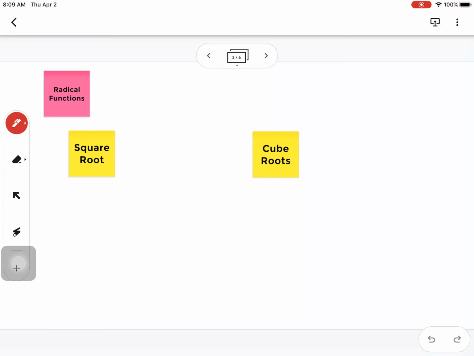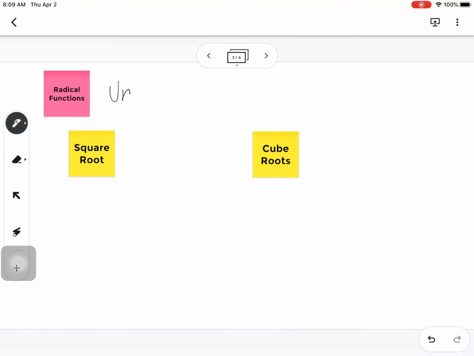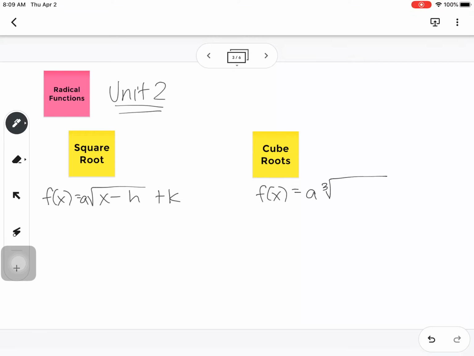Then in Unit 2, we talked about radical functions. So everything that I talk about here, again, really comes from Unit 2, if you're looking back in your notes. In our radical functions, we specifically graphed 2 of them. We graphed square roots, which is when you had f of x equals a times the square root of x minus h plus k, or cube root when you had f of x equals a times the cube root of x minus h plus k.